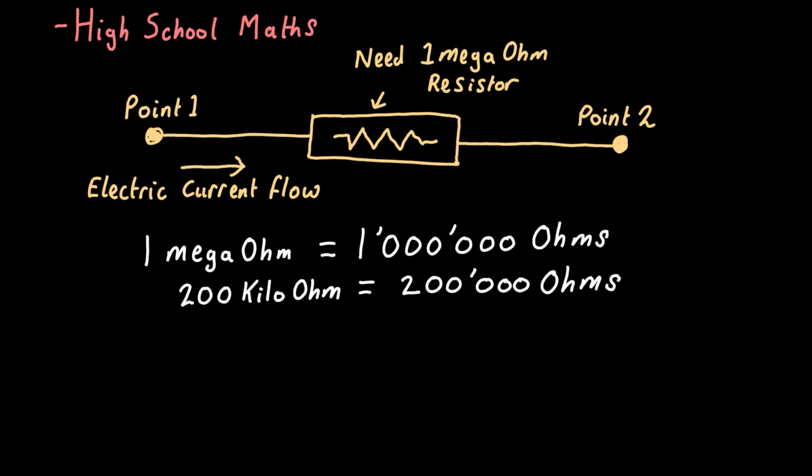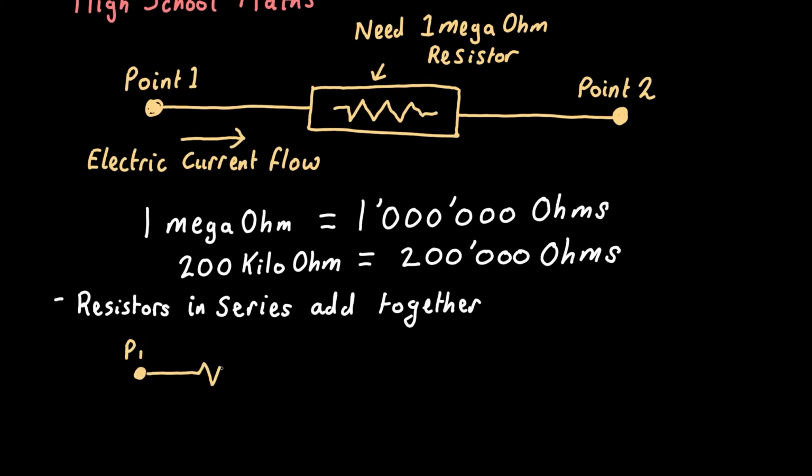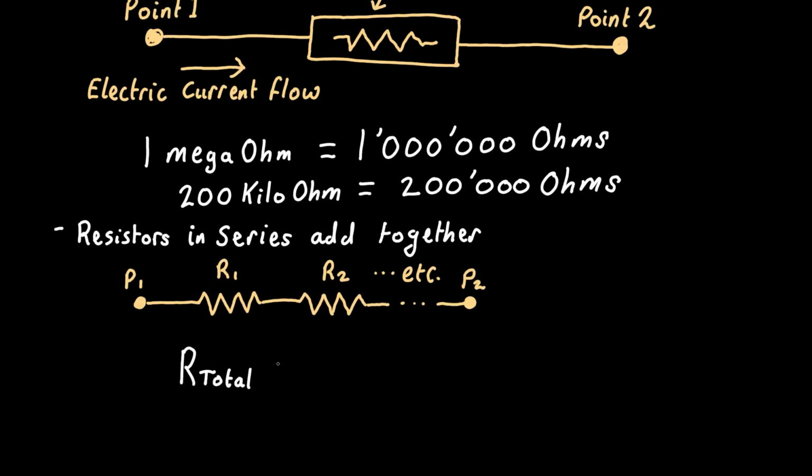Luckily, you know that if you place resistors in a series, one after the other, their resistances add together. We can actually write this as an algebraic equation. So here R total is equal to R1 plus R2, and so on. In other words, our equation tells us, in a very concise way, that the total resistance is equal to the sum of all the resistance in a series.